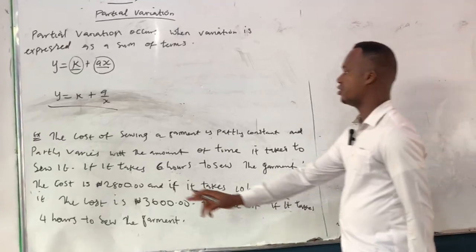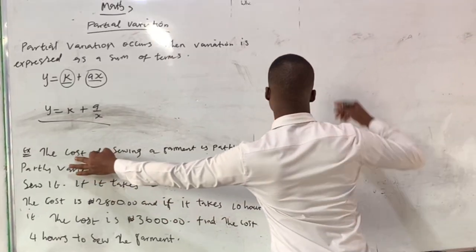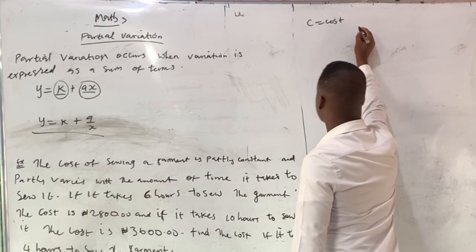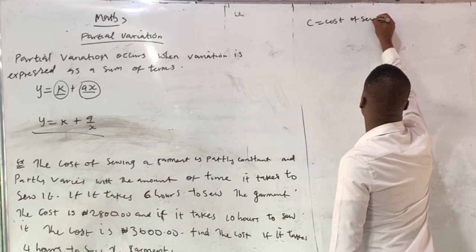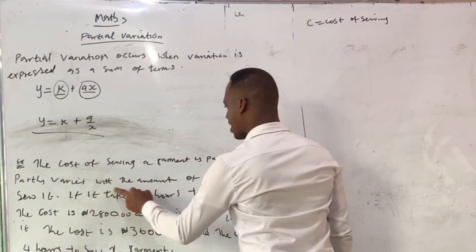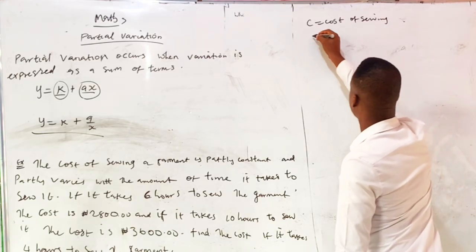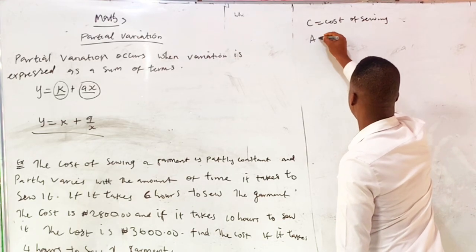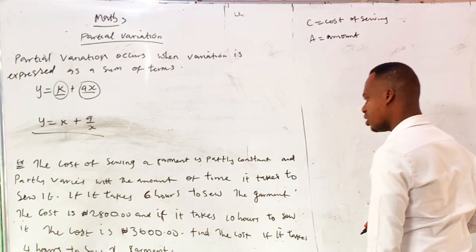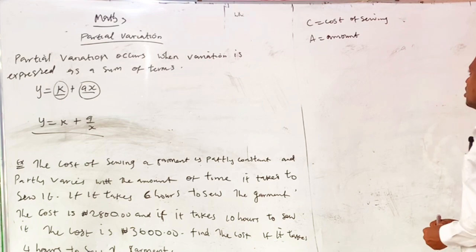For the question, the cost, let's get our variables out. Let's use C for cost. Cost of sewing. Okay, it's partly constant and partly varies with the amount. So let's use A, or calculator A, for amount. It's just amount and cost that we have here.